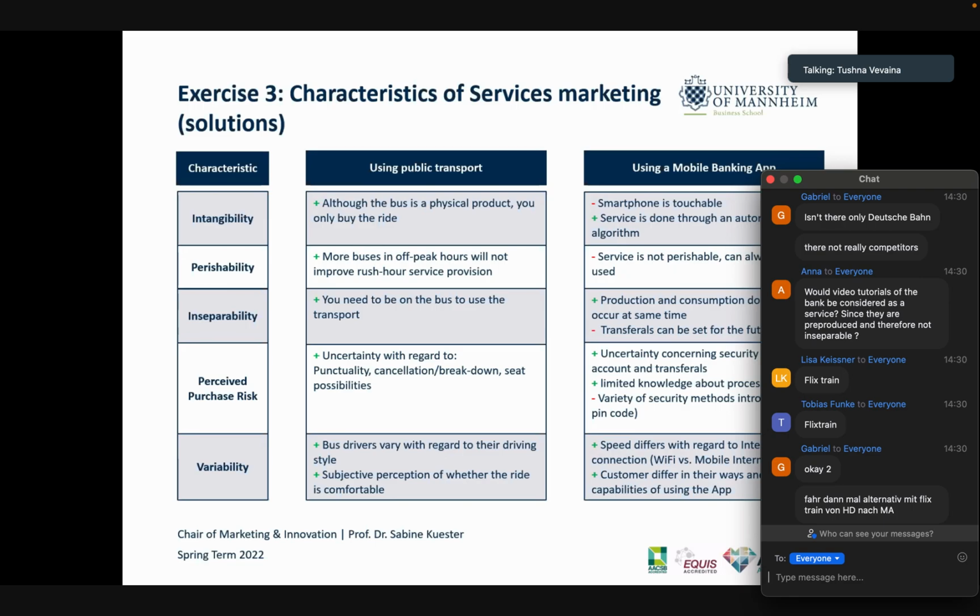So, for example, we have variability. Let me just complete this point, and then maybe I'll answer the questions in the chat. Variability says that your bus drivers vary with regard to their driving skills. So depending on the bus driver, the company's service may be good or it may be bad. And even for a bus driver, he may be having a good day versus a bad day.